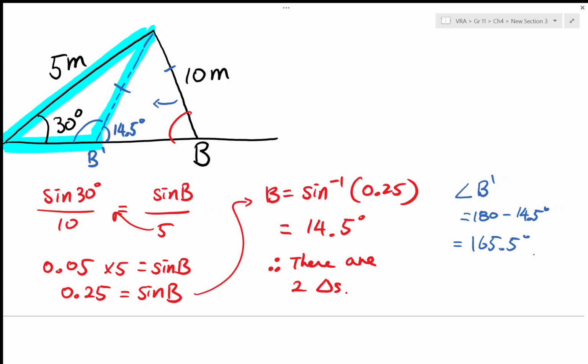So you have two triangles. One is a large acute triangle that has the red angle, and the other is the blue highlighted triangle, the obtuse triangle, that has an obtuse angle of 165.5 degrees. So hopefully this is easy to understand.